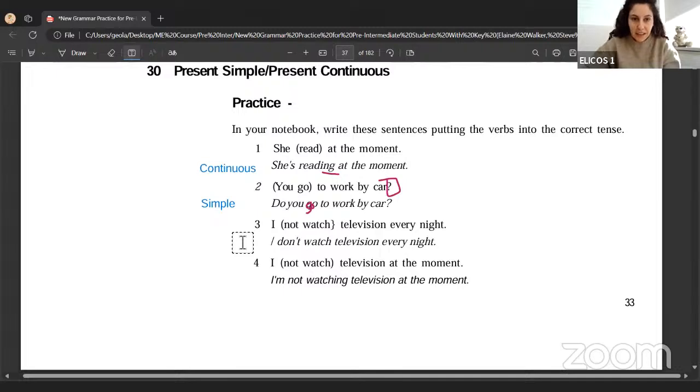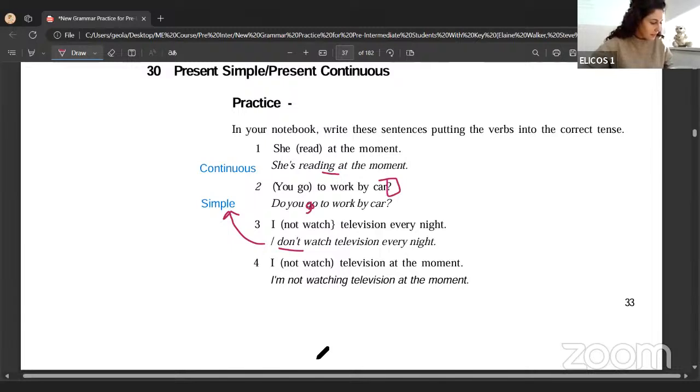Number 3, we'll go with Peter. So it's I not watch television every night. I think they already did it. I don't watch television every night. Sorry. So yes. So this was don't. We know that's the present simple. Don't. Because we got no ing. We know that this is from the present simple. I don't watch television every night. It's talking about my routine, my habits. That's something that I don't do every night. I don't watch television.